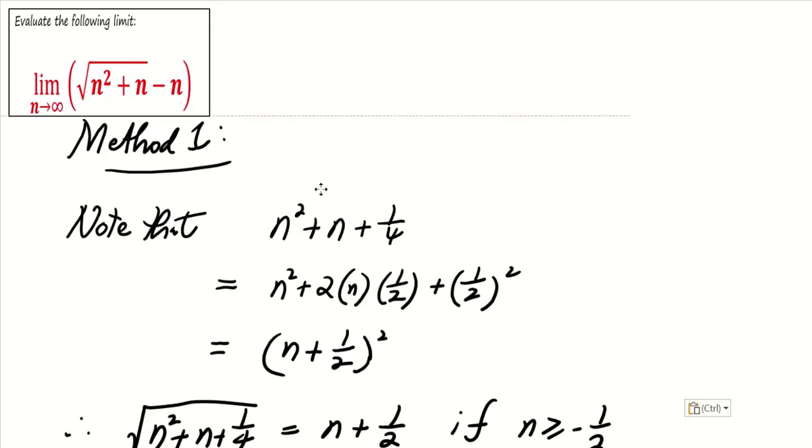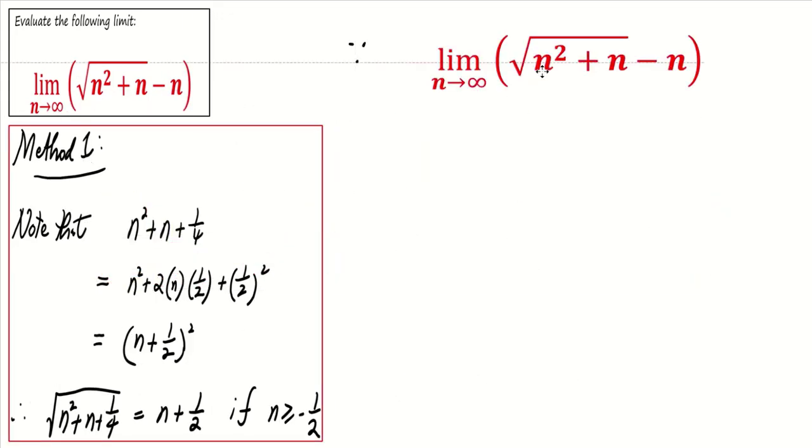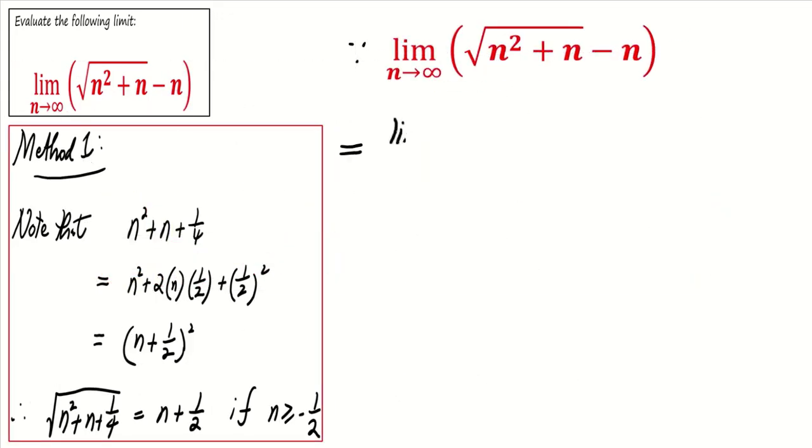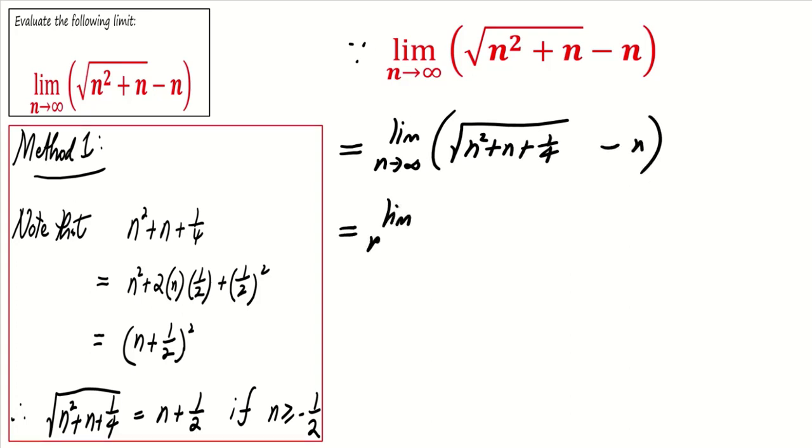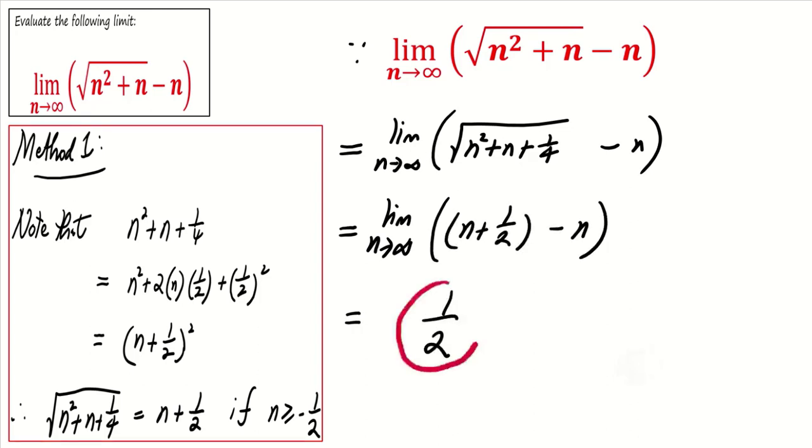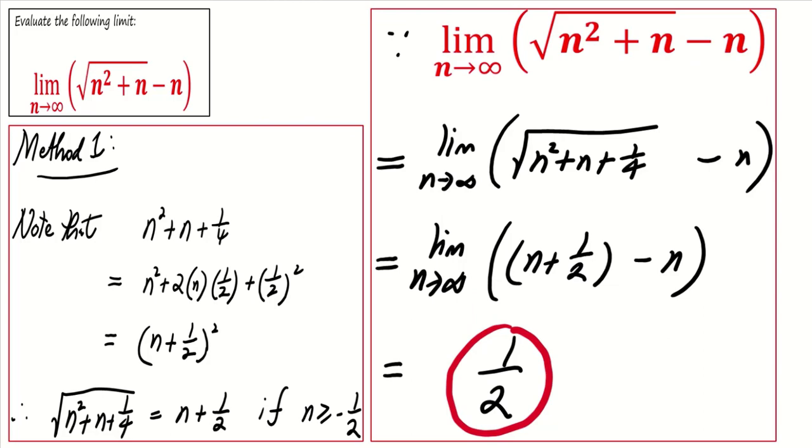Some argue that as n tends to infinity, there's no significant difference between n squared plus n and n squared plus n plus 1 over 4, allowing us to express it as shown on the screen. Using the result we just obtained, the limit is half. Although this approach seems reasonable, it may lack mathematical rigor.